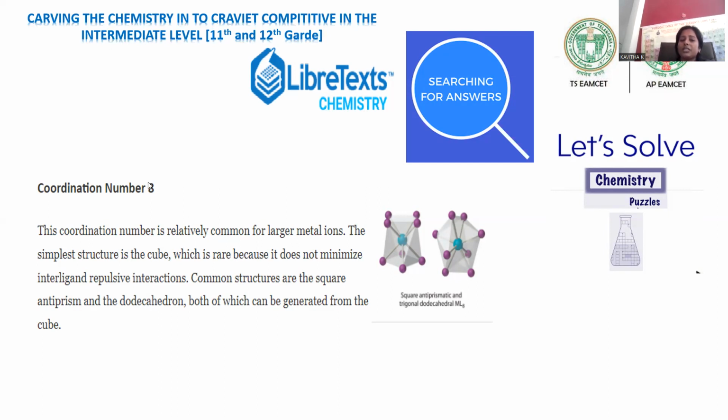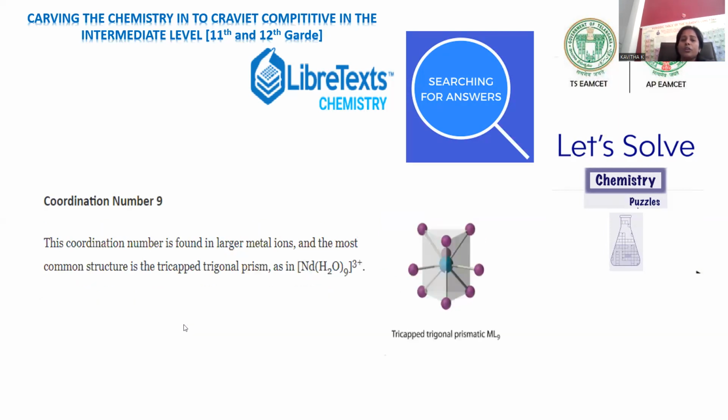What modifications are they adopting? Square antiprism or else dodecahedron. So square antiprism and dodecahedron are represented in this one. So this is for coordination number 8. Move on to coordination number 9. 9 means 9 ligands are present around the central metal. The set of ligands is 9 and the central metal will be there.